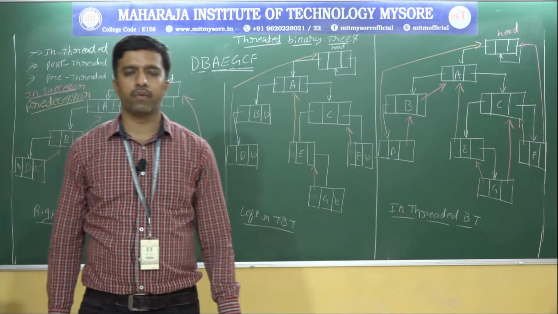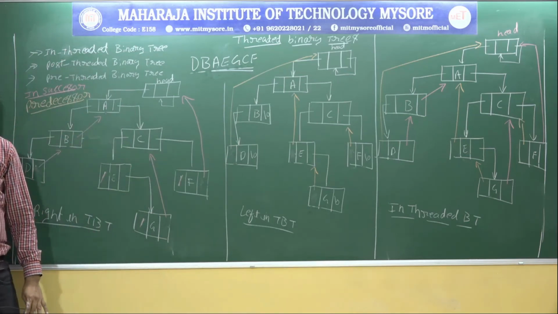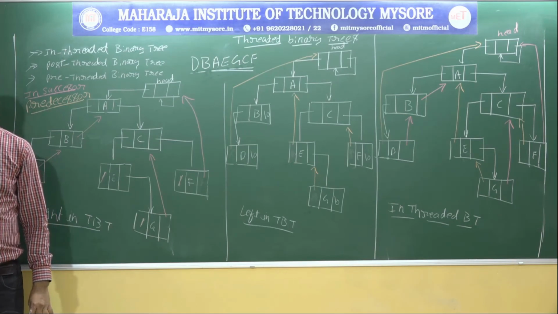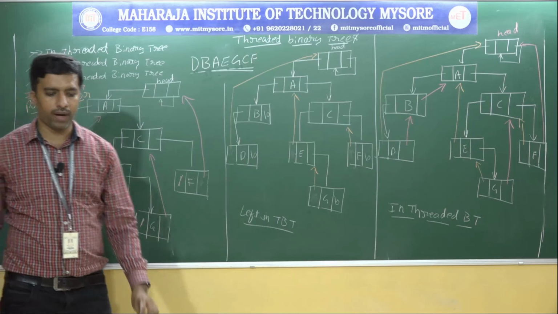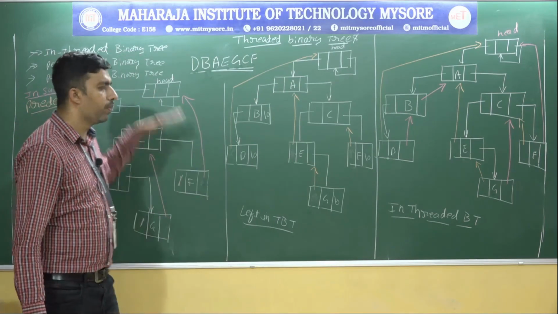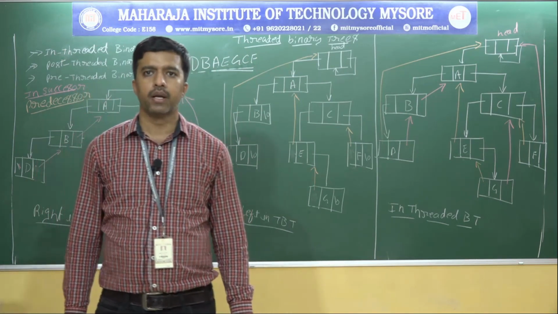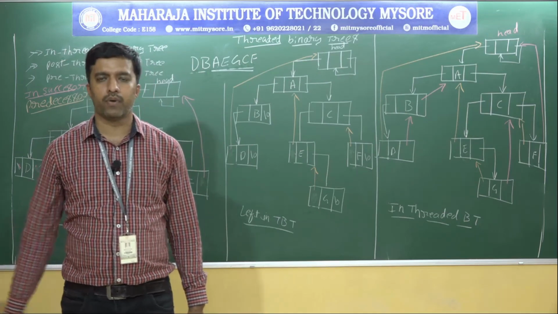It has many advantages. Traversing a binary tree is time consuming. If you use the threaded binary tree, you can traverse faster, and upward movement in the traversing is only possible using a threaded binary tree. This is the threaded binary tree, and it has many more advantages, as we discussed.